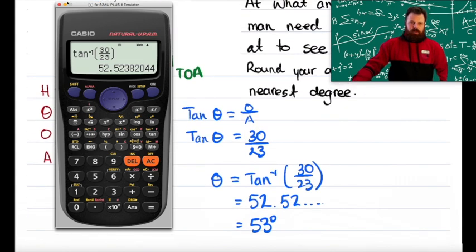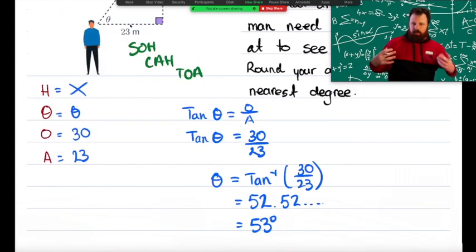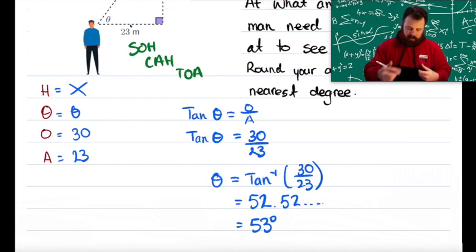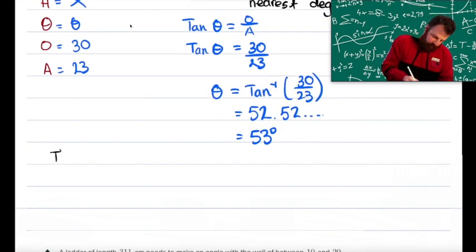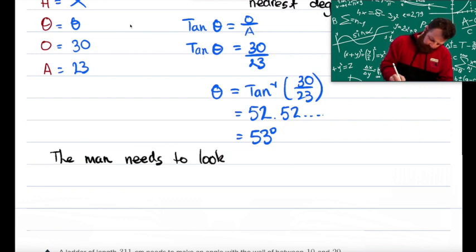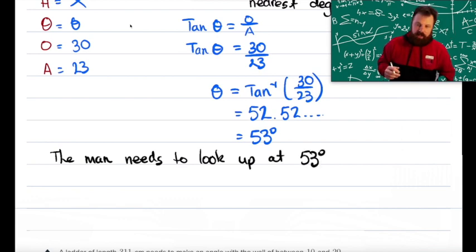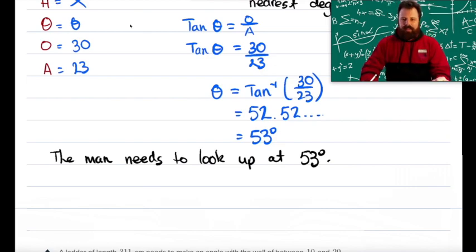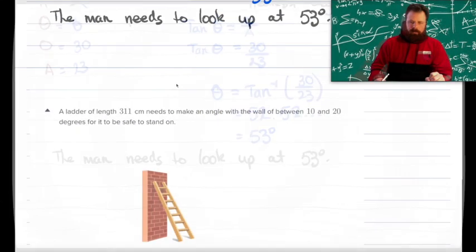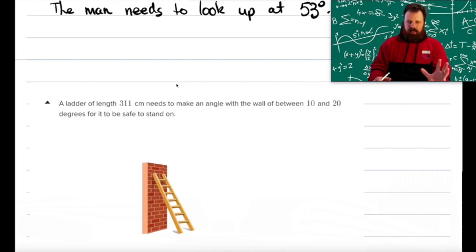Right, so for this question, because it asks what angle does the man need to look at, let's just write a quick sentence. The man needs to look up at 53 degrees. And there we have it. We've answered our question. Example 2 is a little bit different.